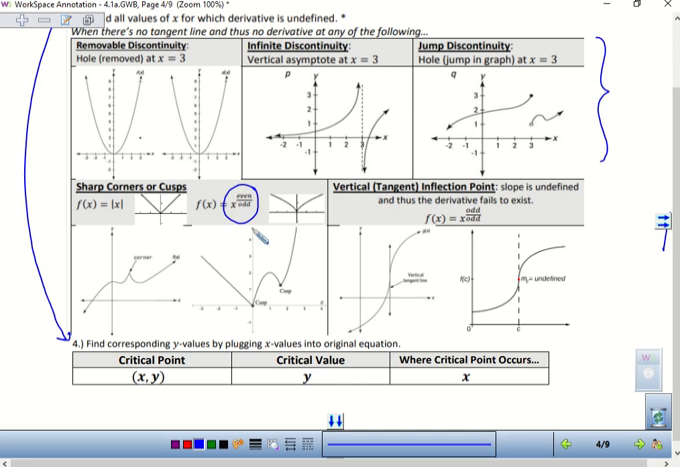So if it's like x to the 2/3, you know it's going to have a sharp corner or cusp. Vertical tangents occur where we have odd over odd power. So something like 1/3, anything like that is going to have a vertical tangent. So you should be able to identify that just from me telling you what the power on the x is. And then here's the vocabulary. We call it a critical point when you have the whole point. The critical value is the y coordinate, and the critical point occurs where the x is. So just be aware of the different vocabulary.